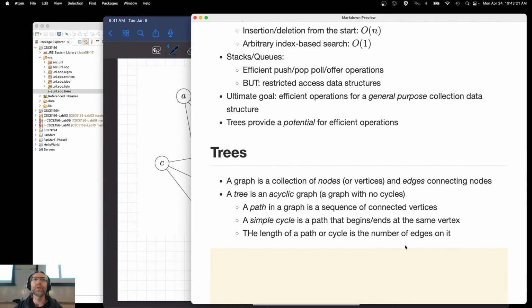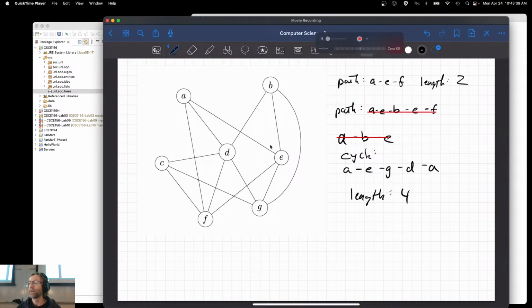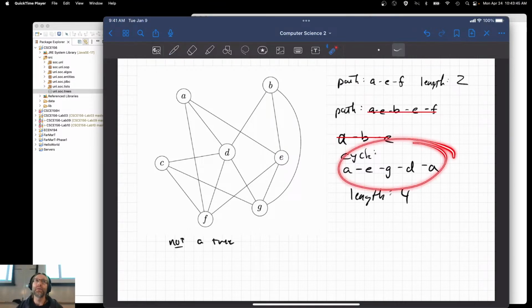So, in other words, that graph had a cycle. That's what a cycle is. It's a path that begins and ends at the same vertex. A tree is an acyclic graph, right? So a tree has no cycles. So for example, is this thing here a tree? No, not a tree. Because it has a cycle. In fact, it has many cycles, okay?